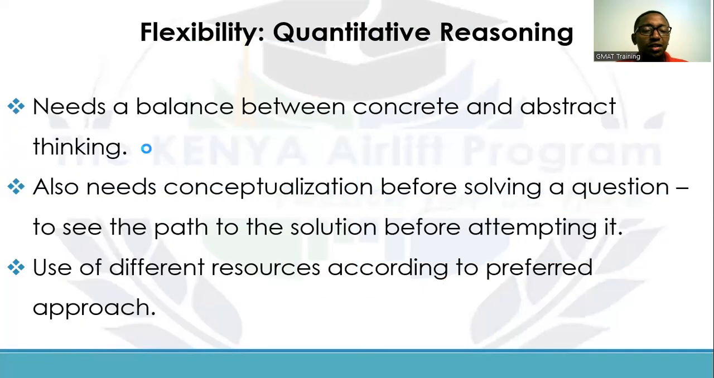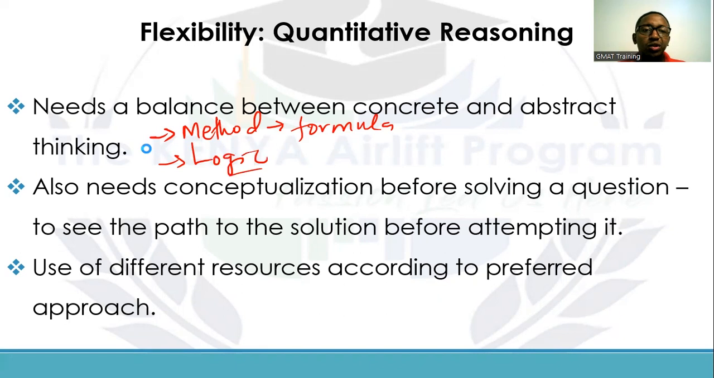So in quantitative reasoning, we know we need a balance between concrete and abstract thinking. So this means that which question do you need to solve using methods or formulas? Which question do you need to just logic it out? So some of the questions you do not actually need to calculate. So how do you know when to use which? Because of course some other questions, they require a combination of these.